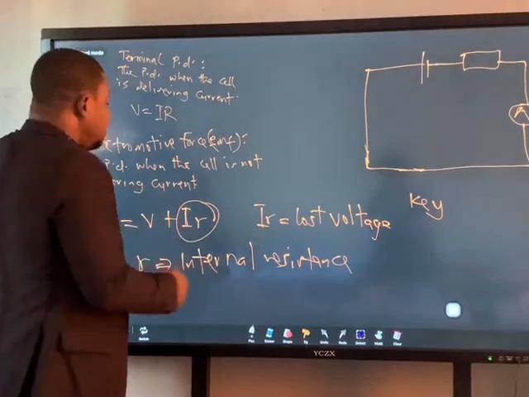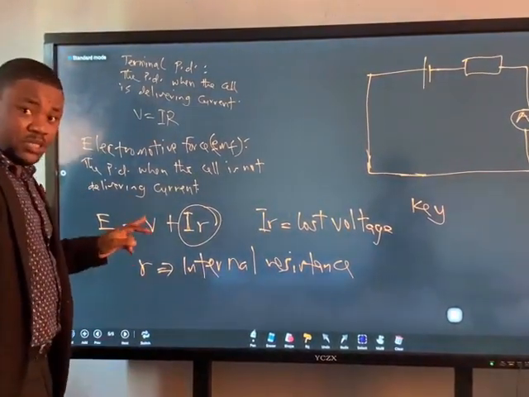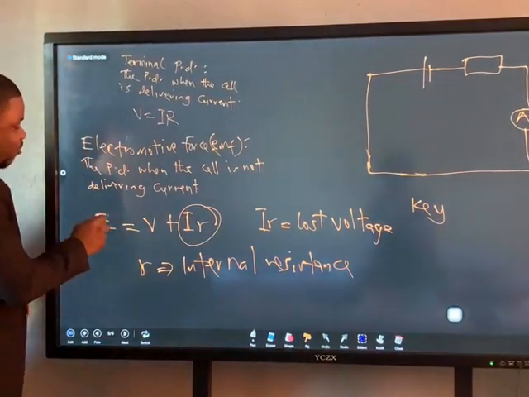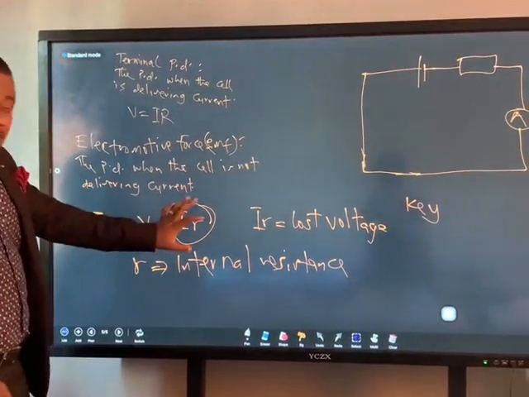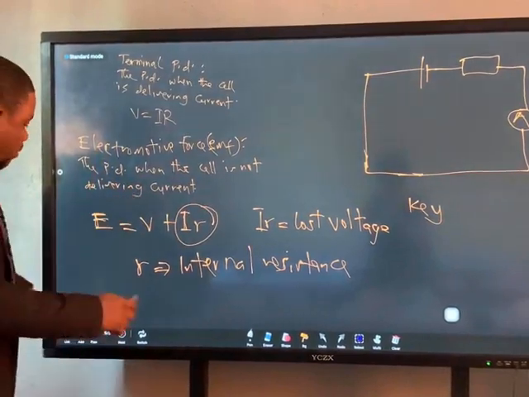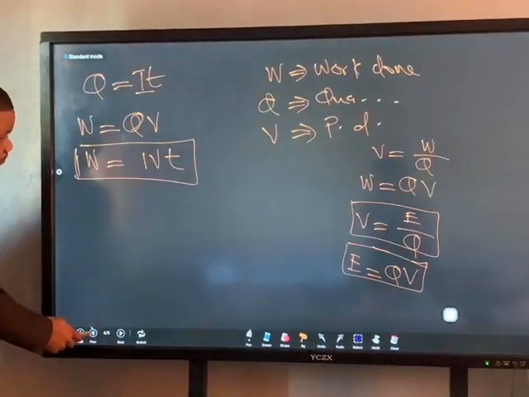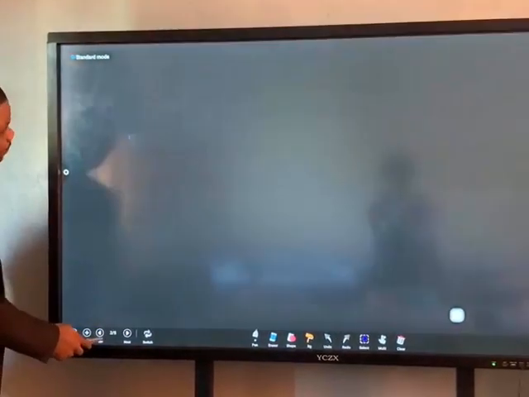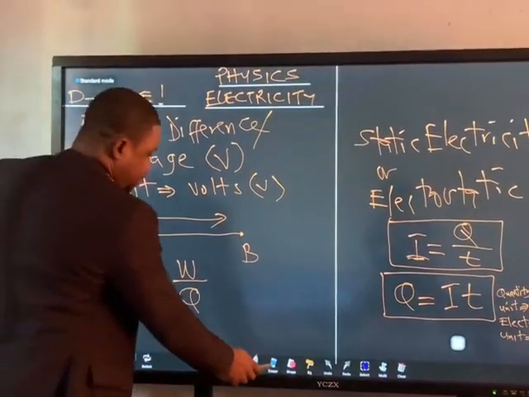The one that goes into the circuit, remember we said, is the terminal PD. So if you want to find the value of electromotive force, it's going to be terminal PD plus this lost voltage. Is that okay? Now let me run back to explaining Ohm's law very quickly. Okay, let's talk about Ohm's law.